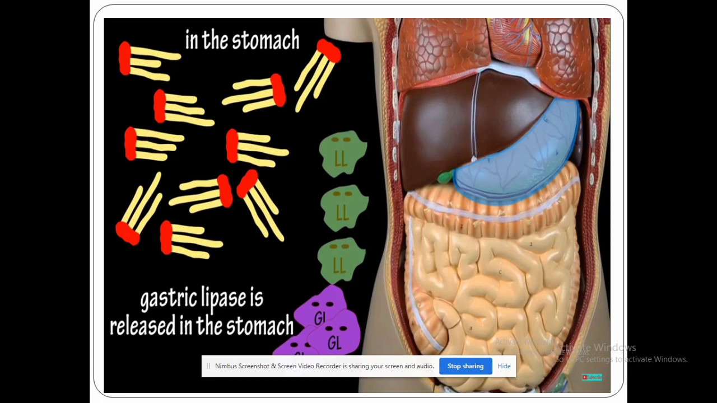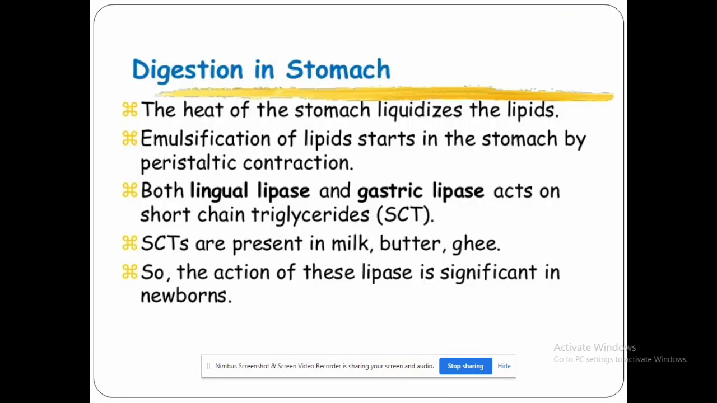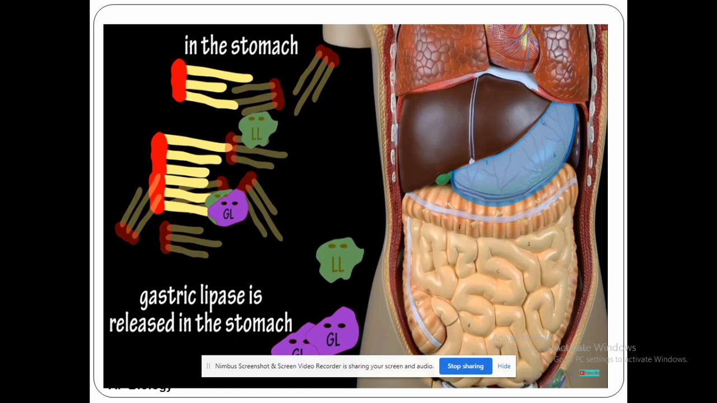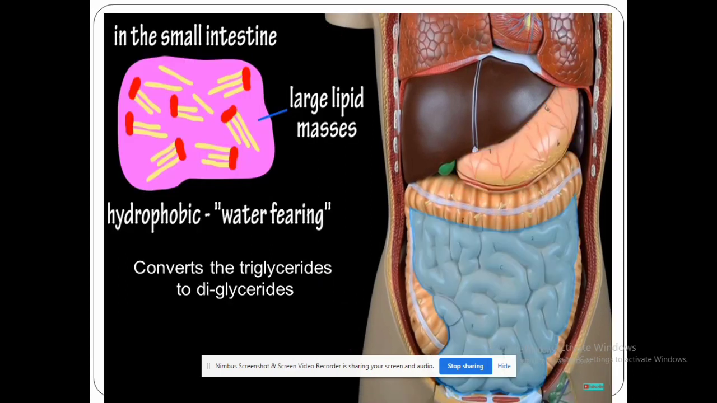These gastric lipases and lingual lipases, they interact with each other and they interact with the fat molecules, and they convert the fat molecules into large lipid masses. These large lipid masses then go to the small intestine where they should be broken down into the small molecules.